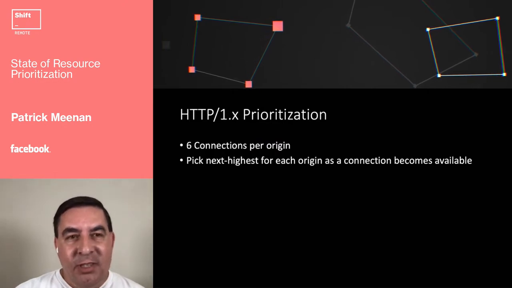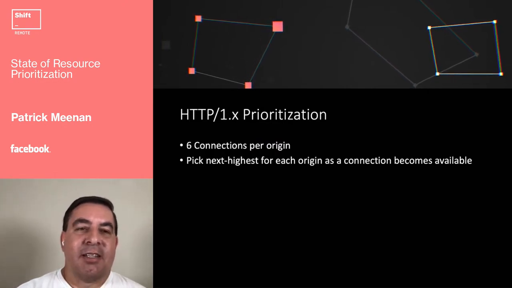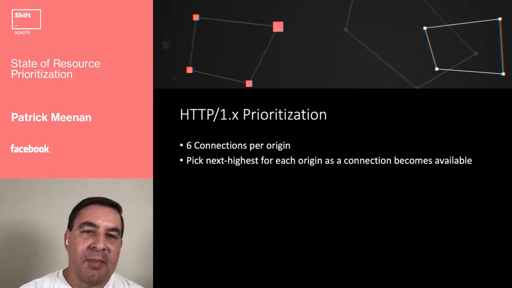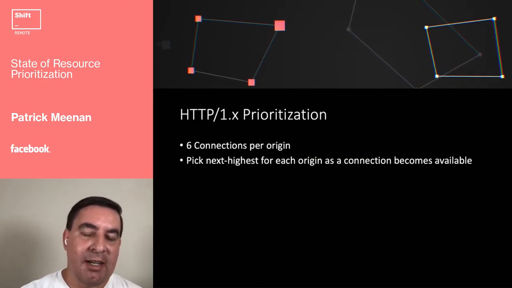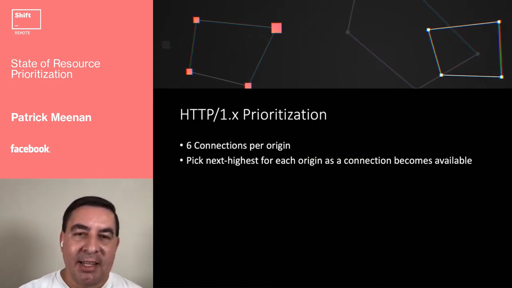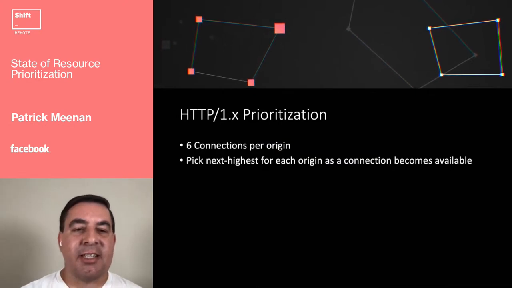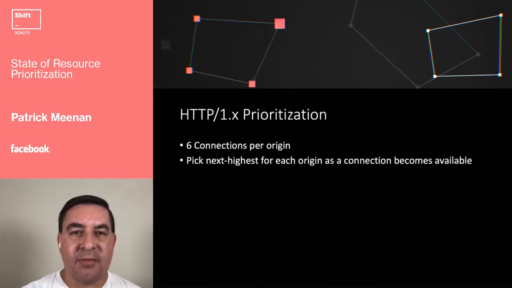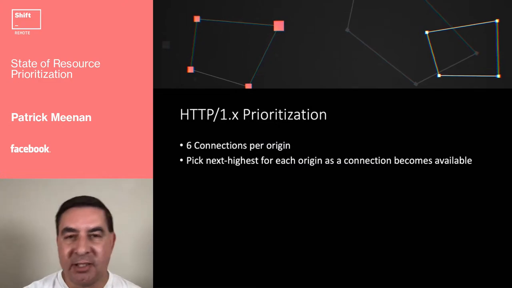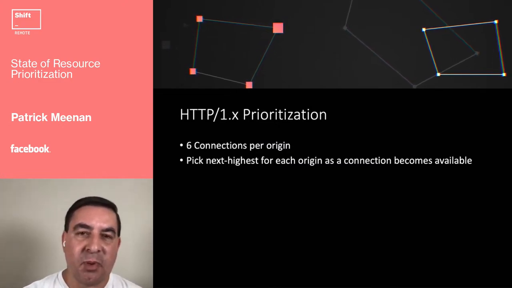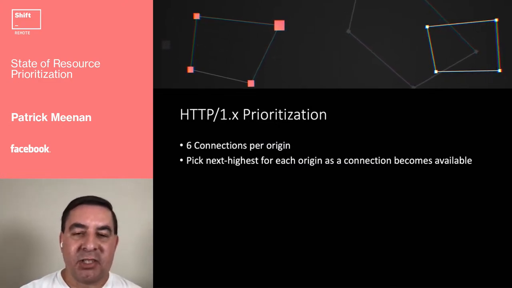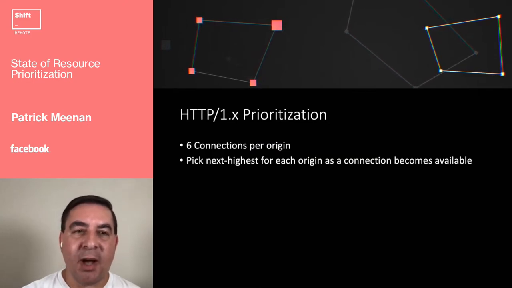And so in the old days with HTTP 1, the browser would maintain 6 connections per origin to your website, basically. And it has an internal list of resources that it wants to fetch in the order that it wants to fetch them. And it shuffles that list around as priorities come and go to try and load the most important things as soon as possible.